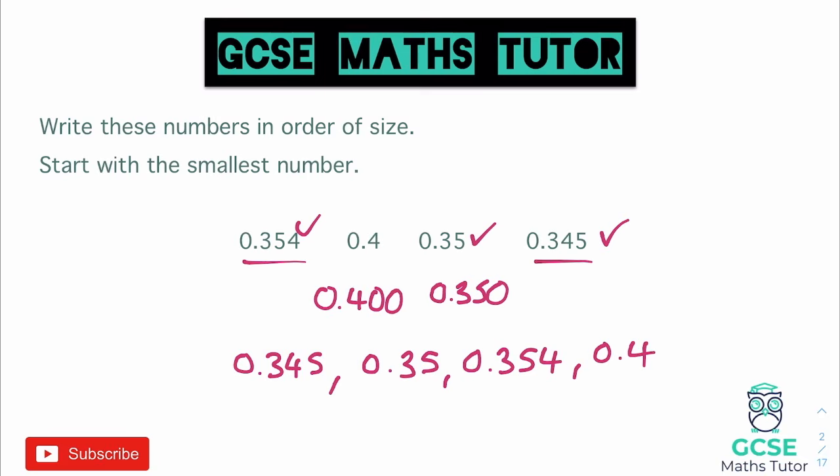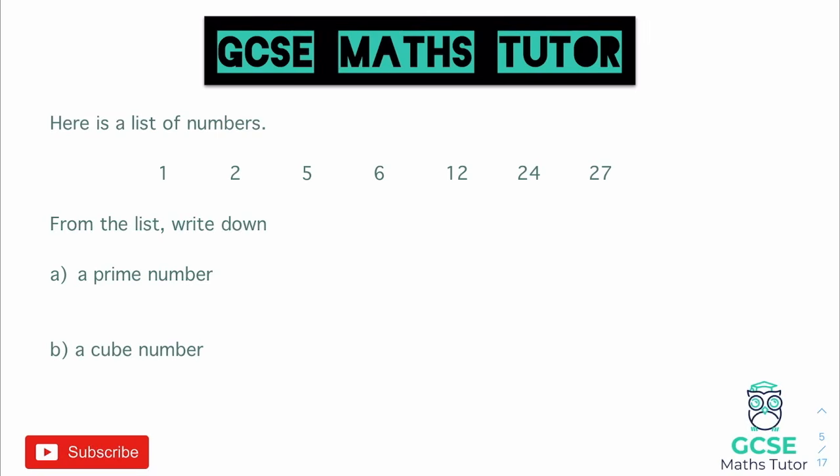Okay, so in this question we've got a list of numbers. We're going to write down a prime number, and we're also going to write down a cube number. So for the prime numbers, we've got a few different options here. Well, 2. The first and only even prime number is 2. So for the prime numbers, we could write down 2, and we could also write down 5. Remembering that prime numbers are numbers that can only be divided by themselves and 1, and therefore they only have exactly 2 factors, which is the reason why 1 is not a prime number.